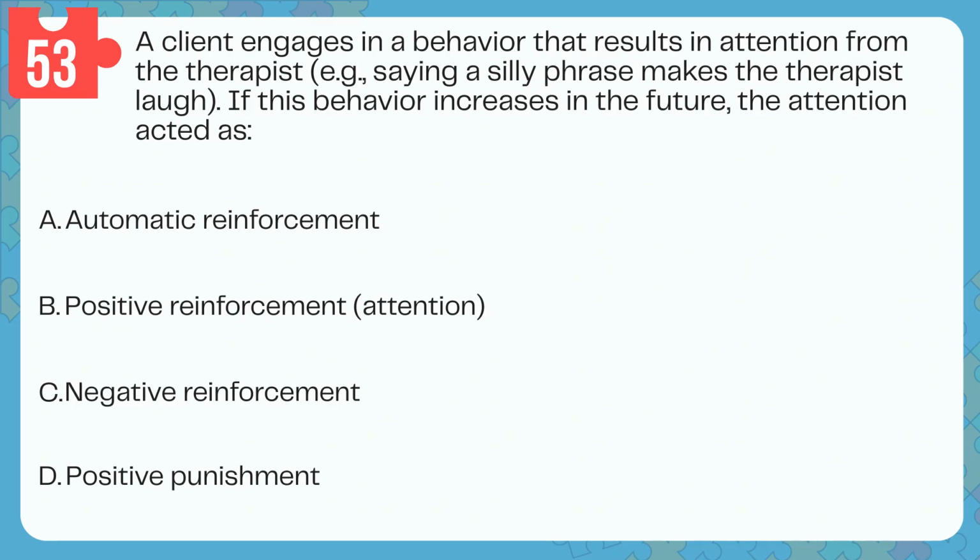Question 53. A client engages in a behavior that results in attention from the therapist. Example, saying a silly phrase makes the therapist laugh. If this behavior increases in the future, the attention acted as A. Automatic reinforcement. B. Positive reinforcement. Attention. C. Negative reinforcement. D. Positive punishment.